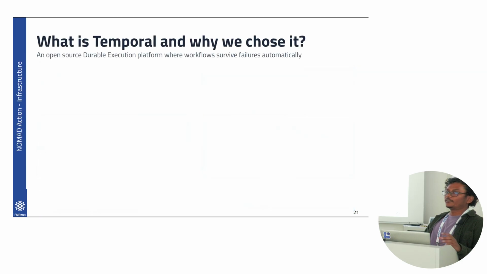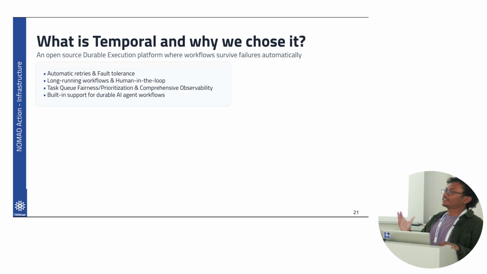We didn't build our own execution platform. We are relying on something called Temporal, which is an open source durable execution platform. They provide us a lot of nice features such as automatic retries, fault tolerance, long-running workflows, and so on. And by long-running, I mean days, weeks, months, years, it's fine. And then all of the task priority features, and built-in support for agentic workflows, so they have partnerships with OpenAI and so on to provide these libraries.